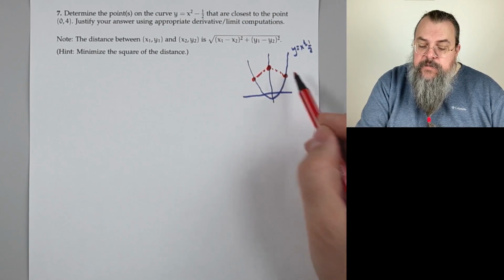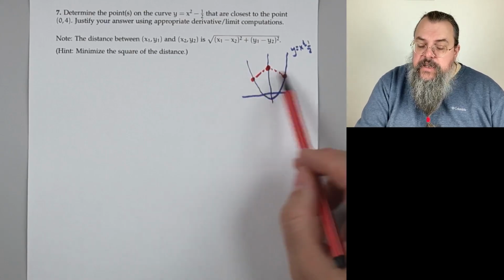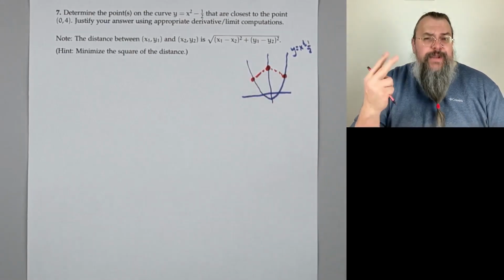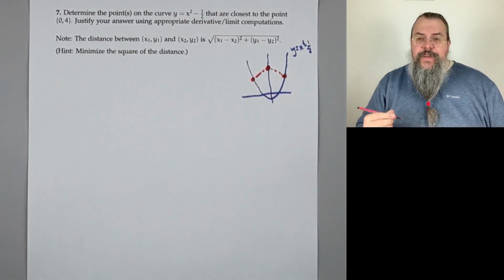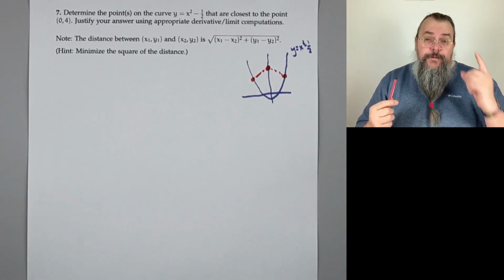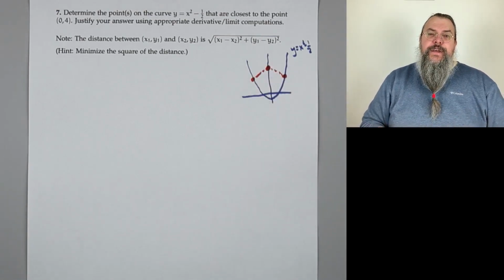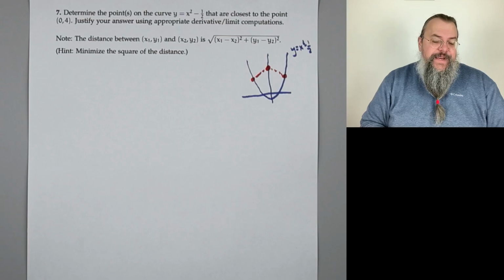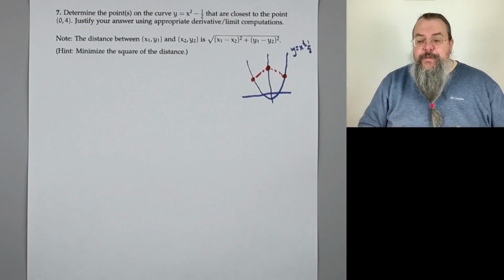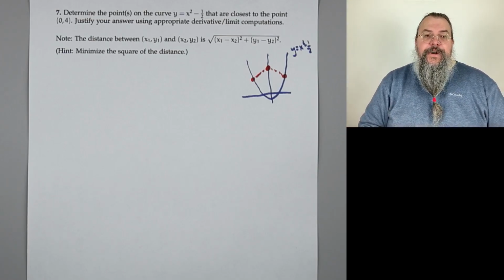Now, just the picture is sort of indicating there's this symmetry going on. So we kind of expect there to be 2 points. And that's okay if we get 2 points at the end. Now, there is a chance that there's 1 point, which would be if the very bottom is the closest point. But I'm skeptical about that. Well, mostly because I'm an old person. I'm skeptical about everything. Okay, so how do we begin?